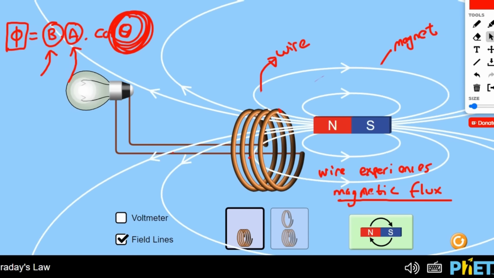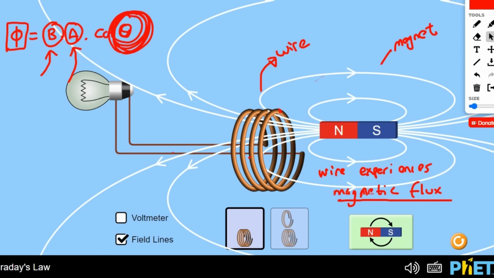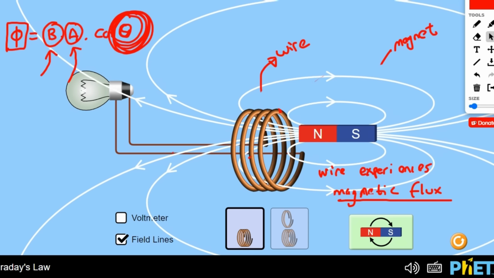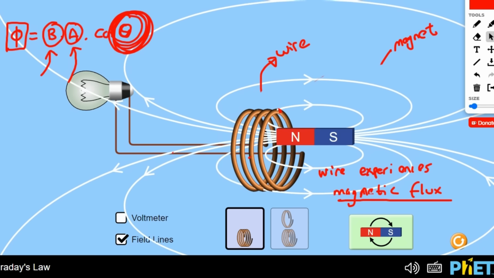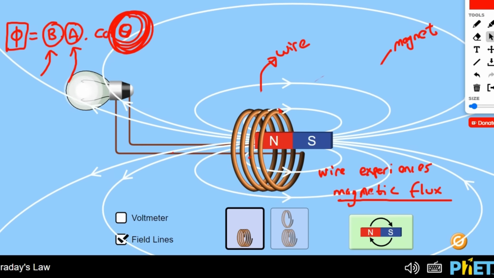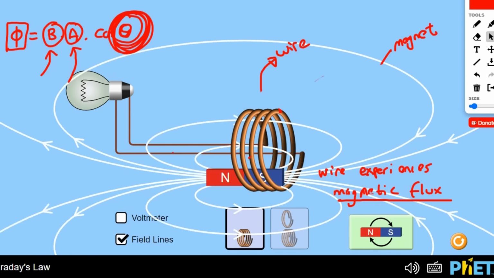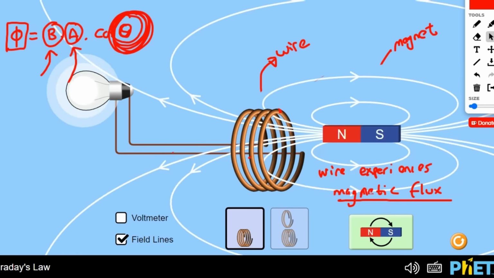Look at that. Woohoo! But as soon as I stop, nothing happens. If I move it again, see, if I move it slowly, you get a little bit of light bulb. It's when I move it fast. See, when I move it, whoa, look how bright that one was. See, so it's when you move it around.